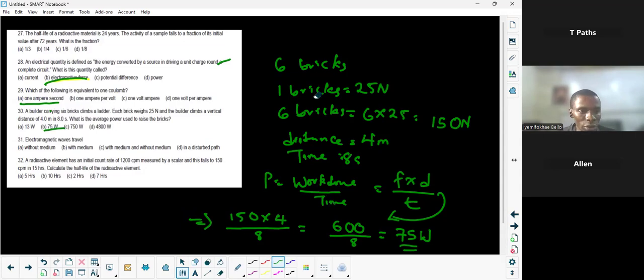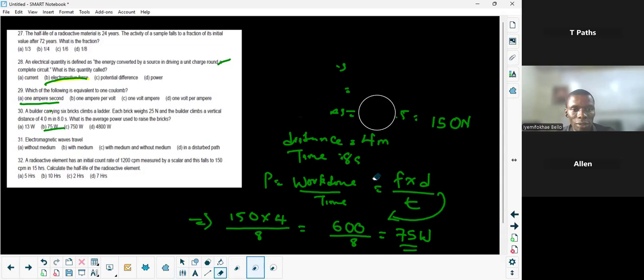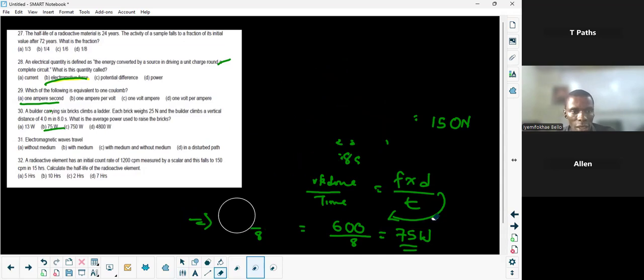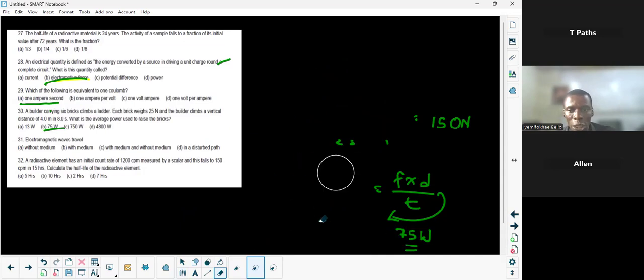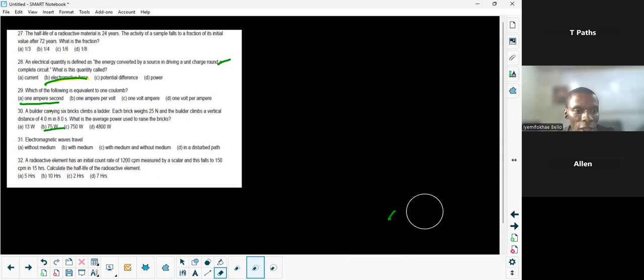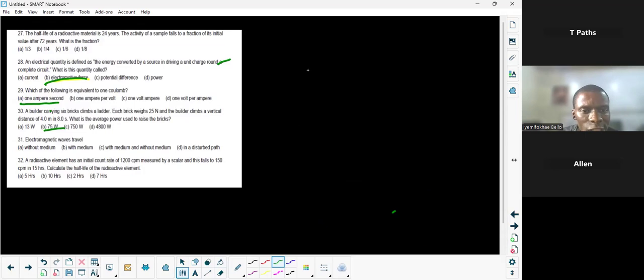The next question, question 31. Question 31 says, electromagnetic wave travels dash. A, without medium. B, with medium. C, with medium and without medium. And D, is in a disturbed path.